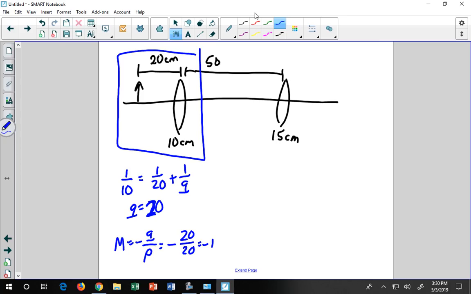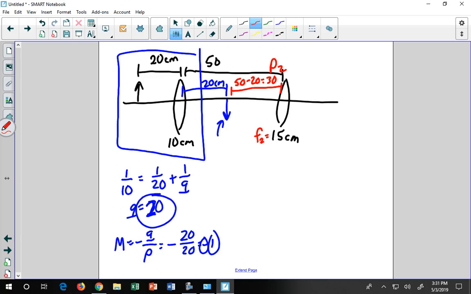So my first image is 20 centimeters. It's inverted, and it's the same size as the object. So this distance is 20 centimeters. I get that from right here. And then the reason I draw it upside down is from that. And the reason I draw it the same size is because of that 1. Now this image becomes the object for the second lens. So I have to first find out this distance. 50 minus 20 is equal to 30. That's going to be my P2. This is my F2. And now I do the whole thing over again.